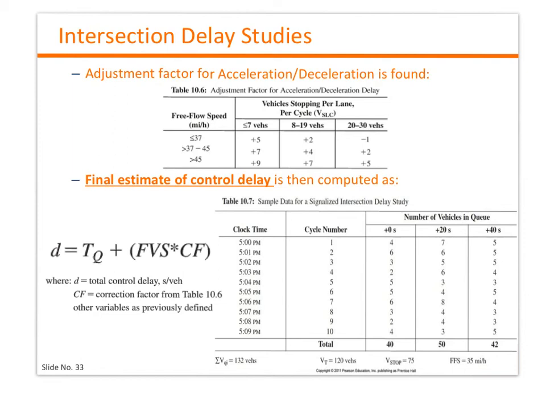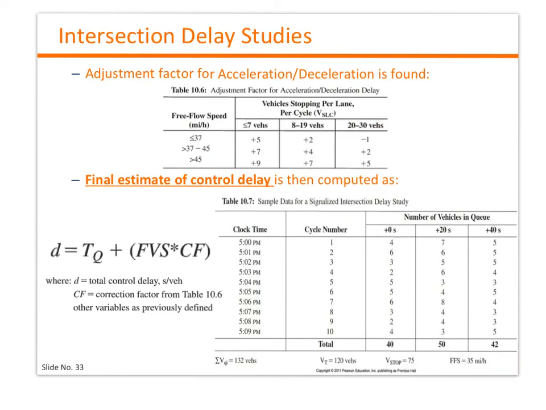So that is another adjustment factor, now for acceleration and deceleration. Once I get the free flow speed and the VSLC, I'll be able to enter this table to get the adjustment factor for the acceleration/deceleration delay. So first of all, I need an estimate of the free flow speed, and that's why we said that at the beginning of any delay study you need to know the estimated free flow speed. Once you know the free flow speed and you can calculate the VSLC, the vehicles stopping per lane, you should now be able to tell which adjustment factor to pick.